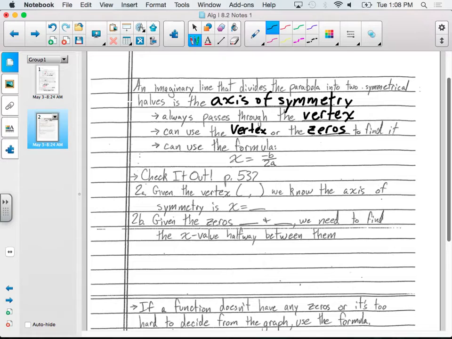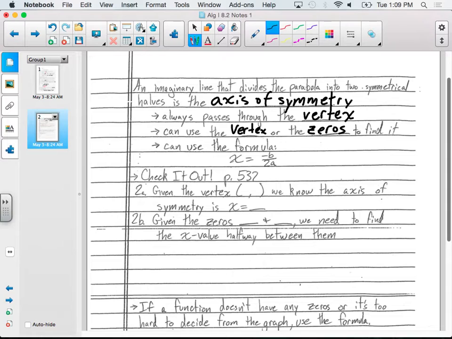So, does anyone think they know where they got that a and b from? Here's another question. What's the standard form for a quadratic equation? Ax squared plus bx plus c. So they have an a value and a b value. So when we're given a function, we can just take the a and b value, plug it right in there. And then once we plug that in, that will give us the x value for our axis of symmetry.